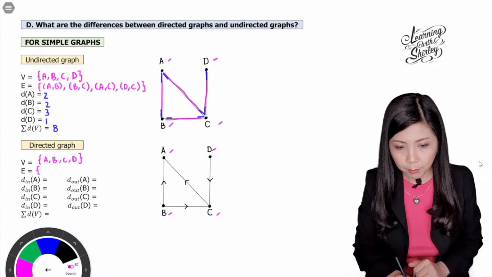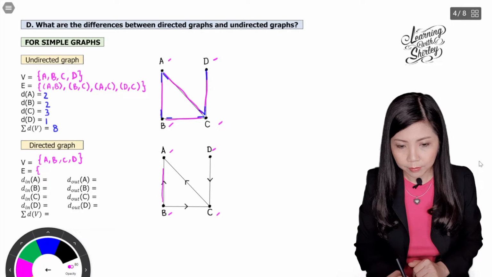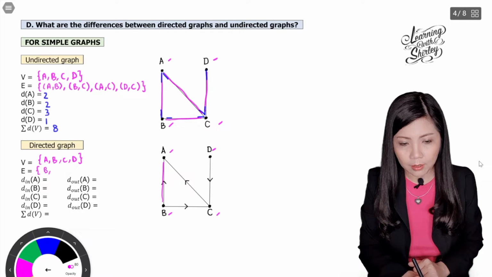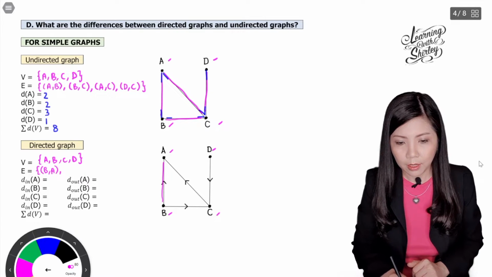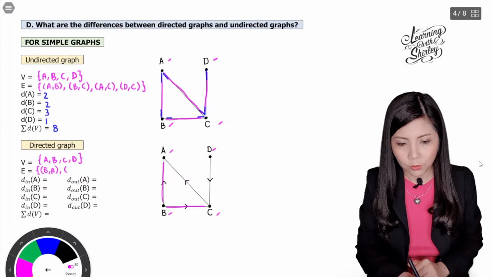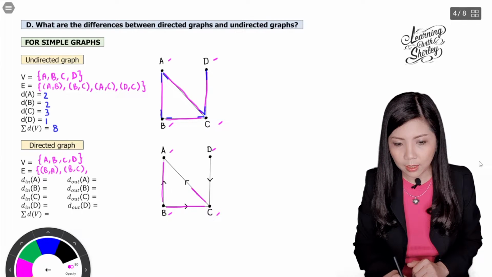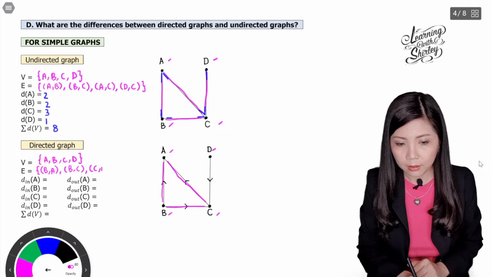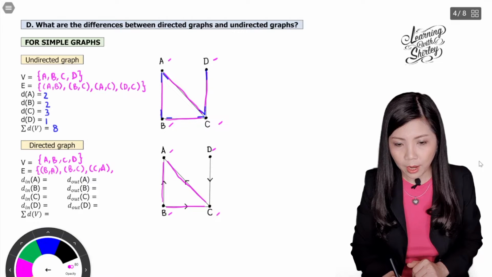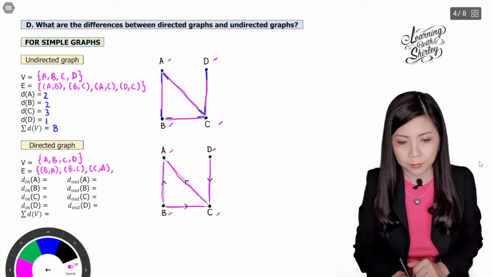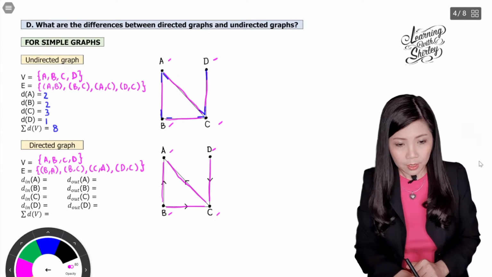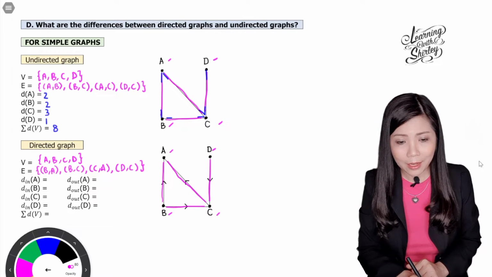Then the edges, you have to be careful because there's direction. So we have BA, in brackets, and then we have BC, in brackets, and then we have CA, and then we have DC.